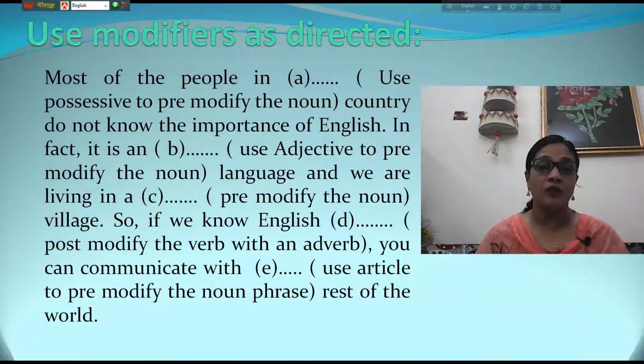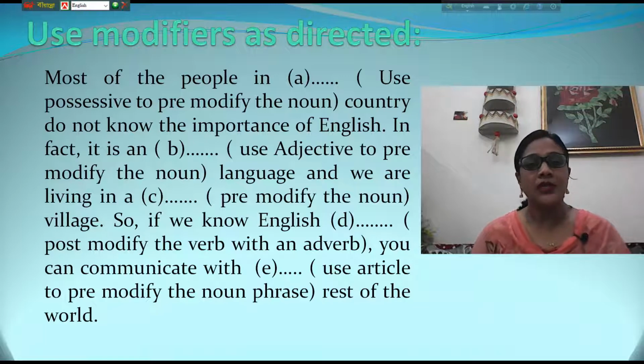a question of modifiers. In the first sentence, you see: most of the people in, here you see A number gap, we have to use a possessive to pre-modify the noun. অর্থাৎ এখানে আমাদেরকে একটা পজেসিভ ব্যবহার করতে হবে যেটা নাউনকে প্রি-মডিফাই করবে। Country do not know the importance of English. তাহলে পজেসিভটা কোনটা হবে? Most of the people in our country.